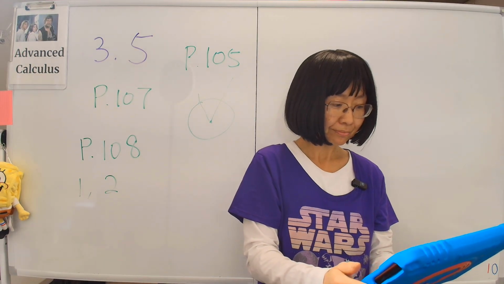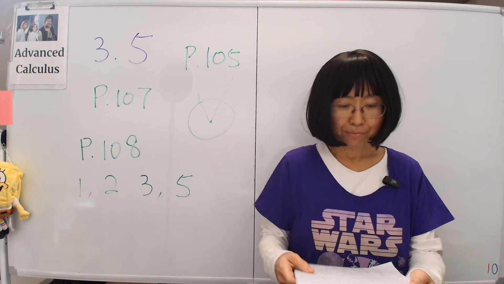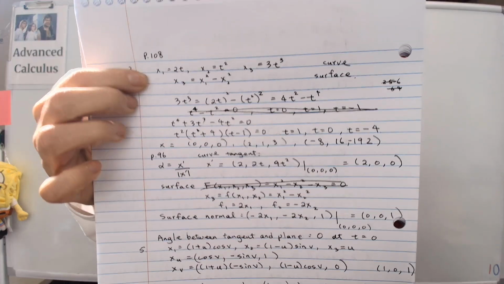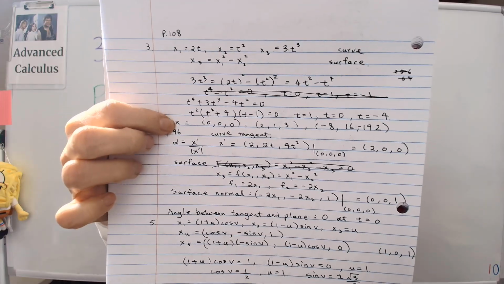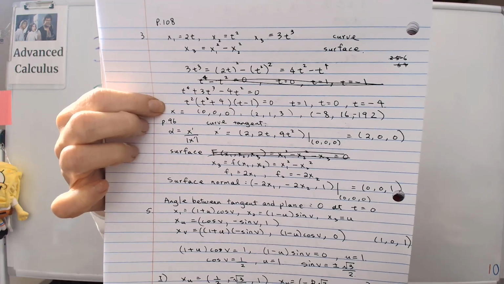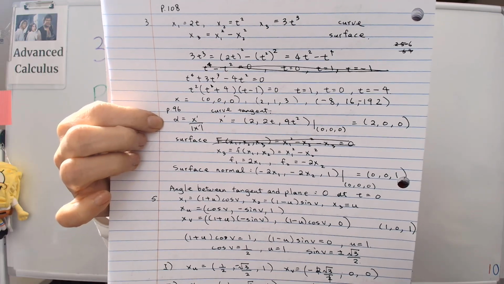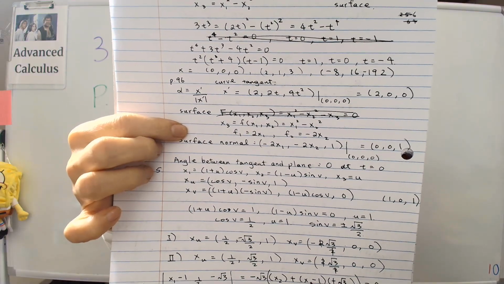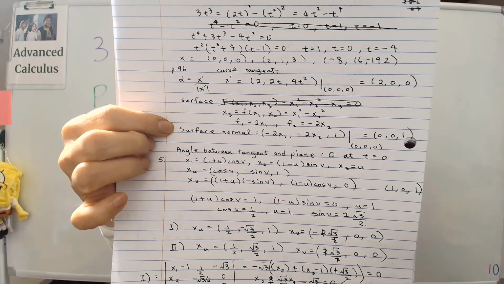Okay, so that's all I want to show you about problem 2. Problem 3: we have a curve and a surface, and we need to figure out where they meet. We do a bunch of algebra and come up with some points where the curve meets the surface, and then we calculate the tangent of the curve. And that is the normal to the surface.